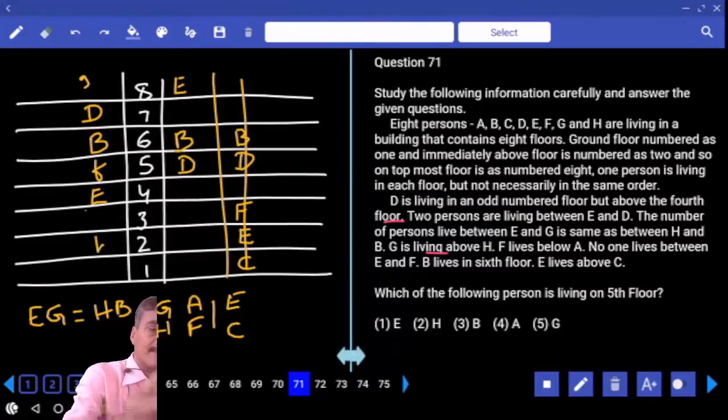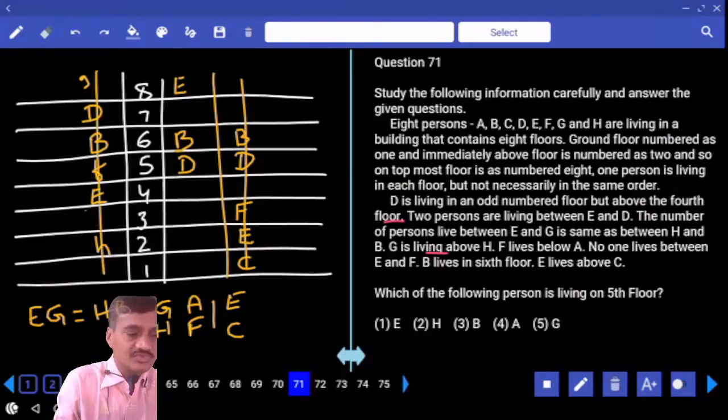Can H be here? Now here in this one, between E and G there must be exactly 3 people, and between B and H there must be exactly 3 people, and G is above H, and at the same time A must be above F. A is above F, that is not possible at all, isn't it? A is above F and this case is completely ruled out. Then hence we are left with the next case.